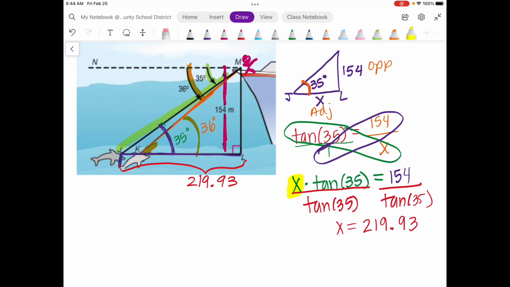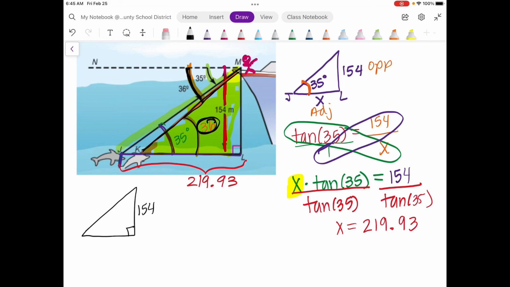Now I'm going to look at the smaller triangle, and in this smaller triangle I am using 36, because 36 was my angle of depression up to that orange line that I'm now doing in black. And so we have to transfer that, which means this angle is 36, not 35. So new triangle, I'll do it down here. Again, the 154 is going to stay the same.